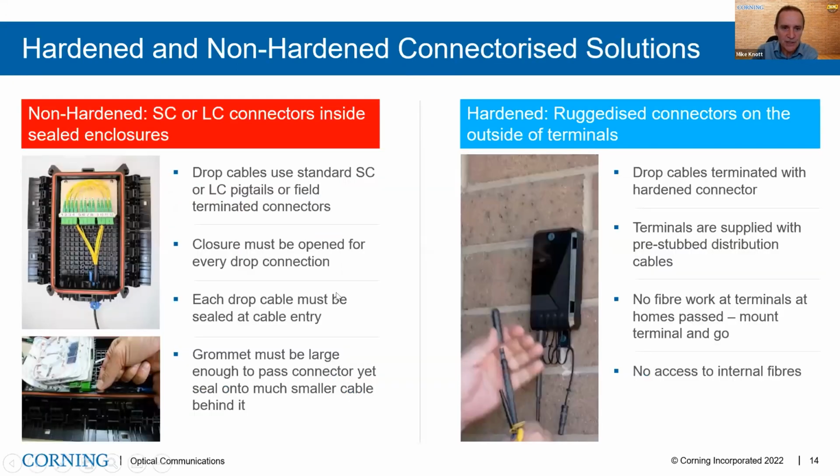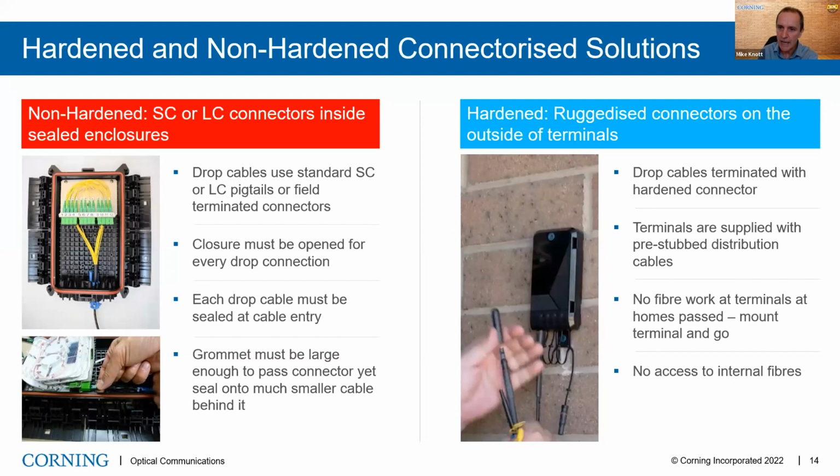So what are the differences? I'm just looking at the differences between non-hardened and hardened solutions here. Both are very widely used in FTTH networks. With the non-hardened, the drop cables are using standard SC or LC pigtails or possibly field terminated connectors. And obviously, every time you want to connect a customer, you have to open that closure. And then you have to seal the cable at the cable entry point of that closure as well. So you're getting involved in cable sealing and grommets and all this kind of thing.